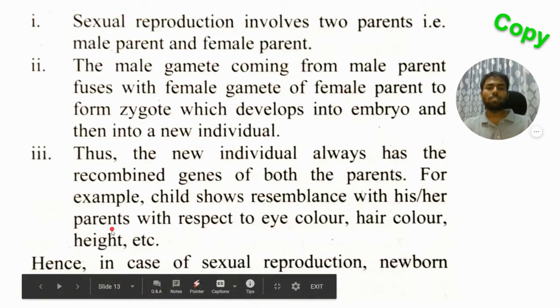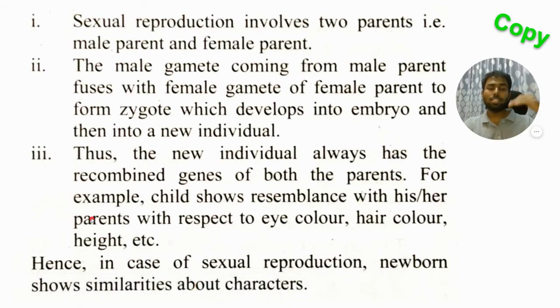Okay, for example, child shows resemblance, यानी कुछ similarity, with his or her parents with respect to eye color, hair color, height, etc. So शायद उनकी height काफी similar है to the parents, और आंखों का color काफी similar है to their parents, hair का color काफी similar है to their parents. All this is happening because the new individual has combined genes of both the mother and the father. That's why this is happening.